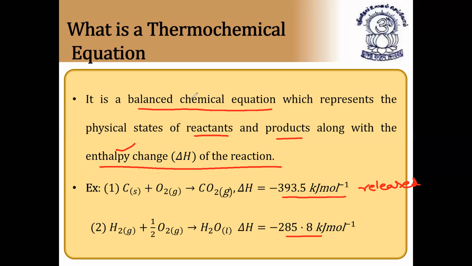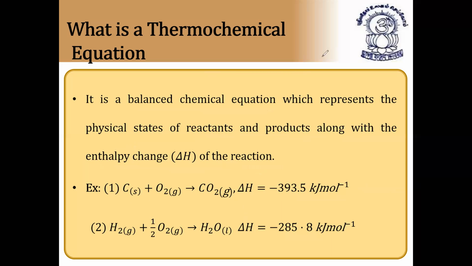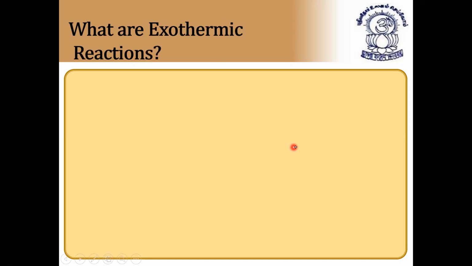So it represents the physical states of reactants and products along with the enthalpy change. Here delta H is a must. On the whole, this is called a thermochemical equation. I hope it is clear. It is very easy to understand, but also confusing. Definitely from this topic, you will get a question in entrance exams.